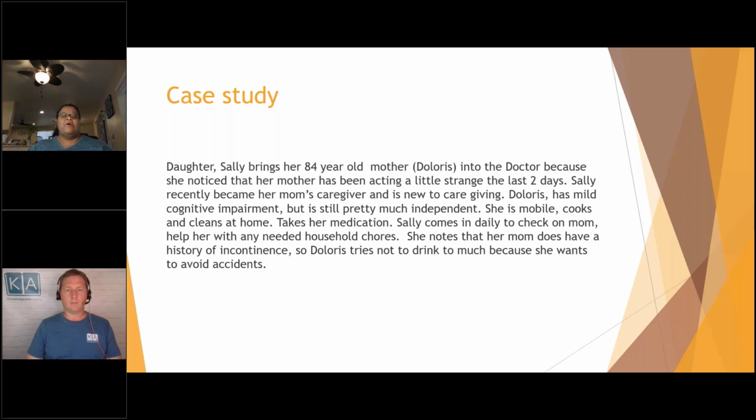She's independent at home. She's mobile. She does cook and clean for herself, and she takes her medication. Sally does come in daily to check on her mom to make sure there's nothing that needs to be done, or to see if there are any household chores or things that need to be tidied up. But she knows that her mom does have a history of incontinence because Dolores doesn't drink too much because she wants to avoid accidents.